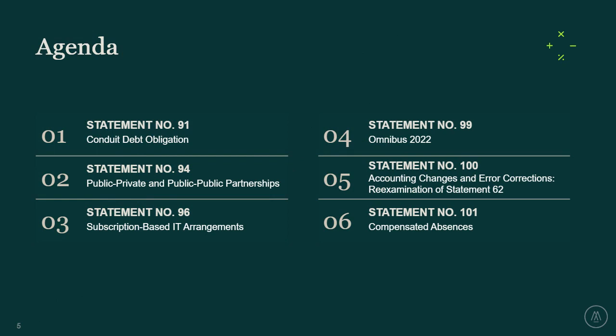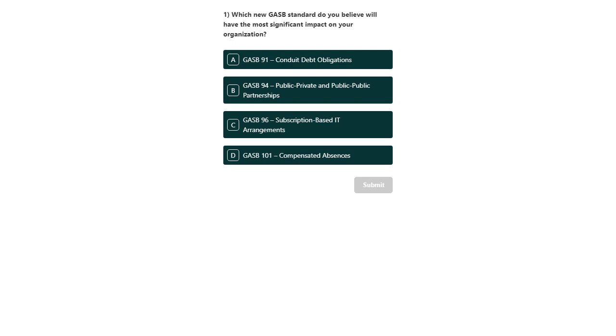So we're going to go through Statement Number 91, Conduit Debt Obligations; Statement Number 94, Public-Private and Public-Public Partnerships; Statement Number 96, Subscription-Based IT Arrangements; Statement Number 99, Omnibus 2022; Statement 100, Accounting Changes and Error Corrections; and Statement Number 101, Compensated Absences. But before we get going, let's kick it off with a poll.